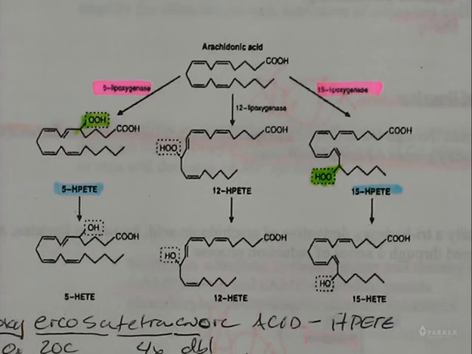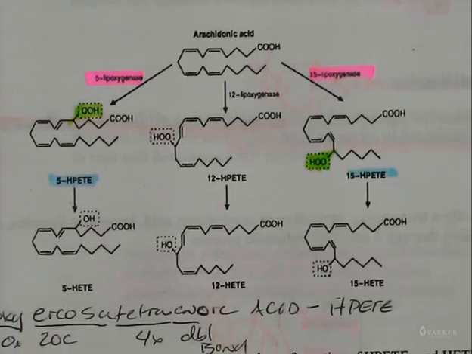Arachidonic acid can go through the 5 lipoxygenase pathway and produce the 5 HPETEs, then the 5 HETEs, or the 15 pathway producing the 15 HPETEs and the 15 HETEs, or the one we don't even talk about at all is the 12 pathway producing 12 versions. The 5 pathway produces the major leukotrienes. The major leukotrienes are leukotrienes A, B, C, D, and E, which produce bronchoconstriction. They're involved in asthmatic attacks.